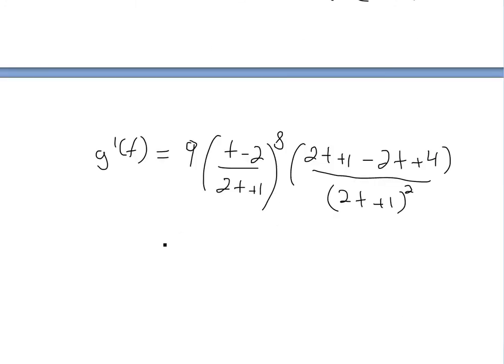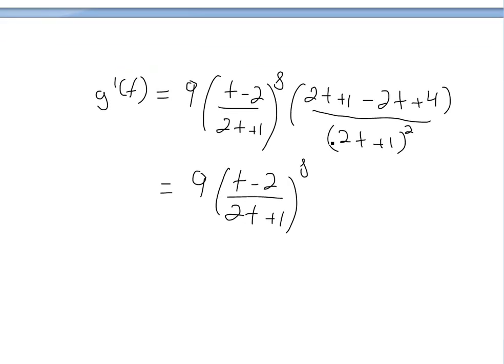And simplify this further, 9, we'll just put that down here, then multiplied by this. Simplify this, the 2t's cancel, the 1 plus 4, that's 5, so we get this, over 2t plus 1 squared.